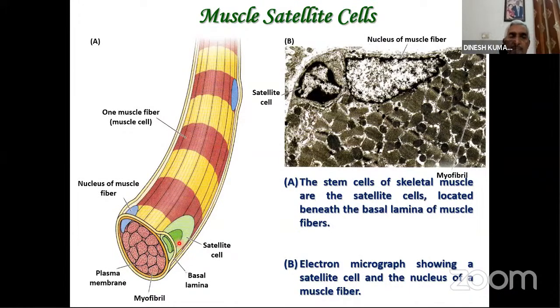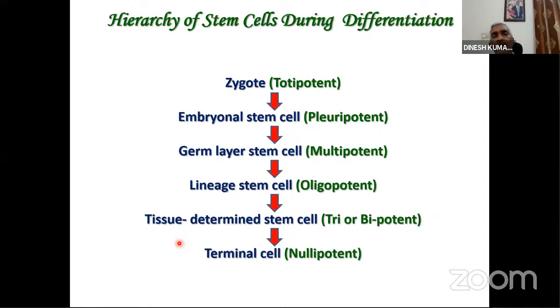And normally you can divide the stem cell hierarchy into totipotent, pluripotent, multipotent, oligopotent, unipotent, and nullipotent. When a cell is terminally differentiated, it is called nullipotent. And in the zygote, up to about the 32-cell stage, it is called totipotent. It means if you separate each cell, you can develop a whole organism.